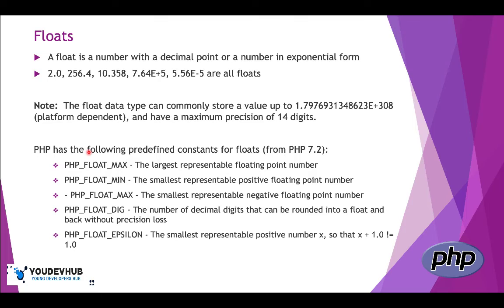We also have floating numbers. A float is a number with a decimal point or a number in exponential form. We have the various categories or types in which it can be. And now we note that the float data type can commonly store a value of up to this value. That's a very large value and has a maximum precision of 40 digits.